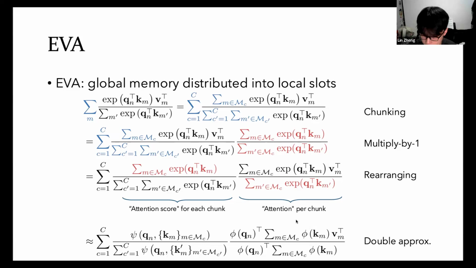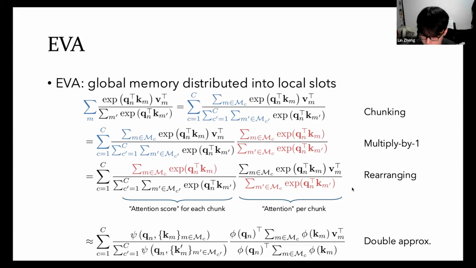The formulation here is pretty straightforward. We still start with the standard attention softmax, but the very first step is to chunk the whole sequence, especially the whole key-value sequences, into multiple disjoint groups. You can see that the global summation over the entire sequence has been decomposed into two summations: the inner loop sums over all the elements within each chunk, and the outer loop iterates over all different groups. This is the very first step of chunking, and after that, we leverage another trick called multiply by one.